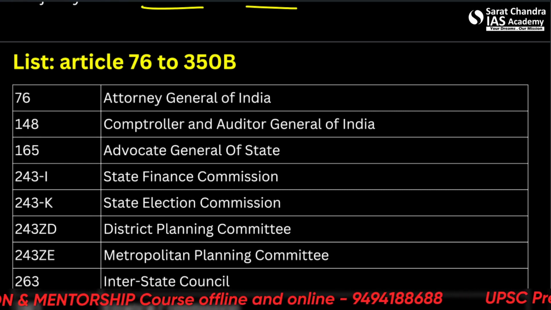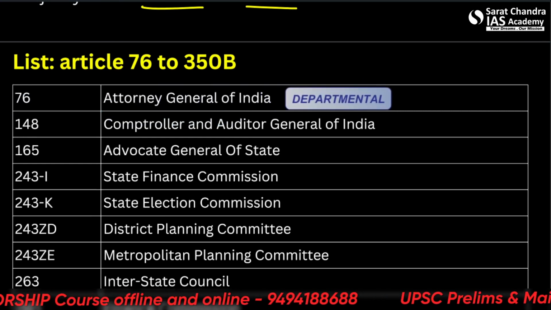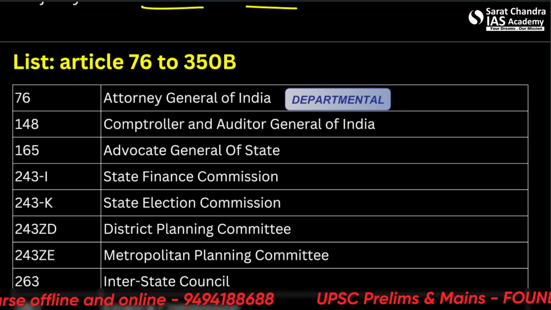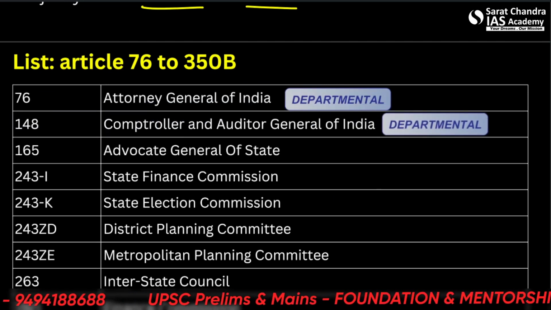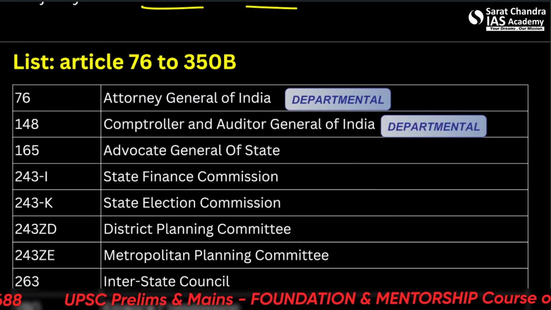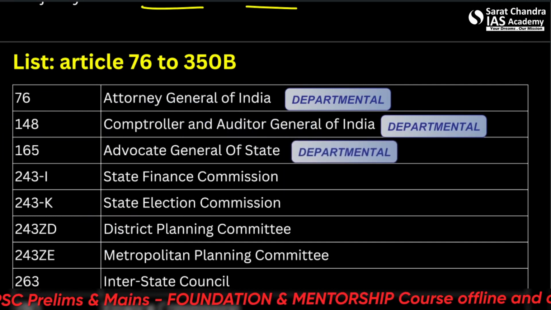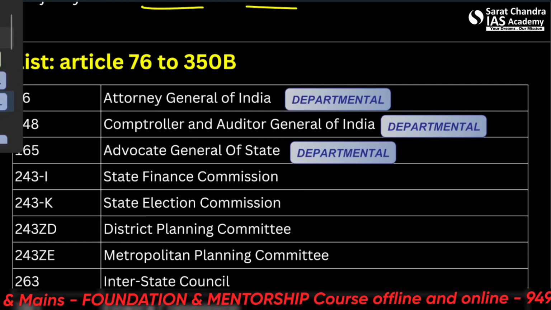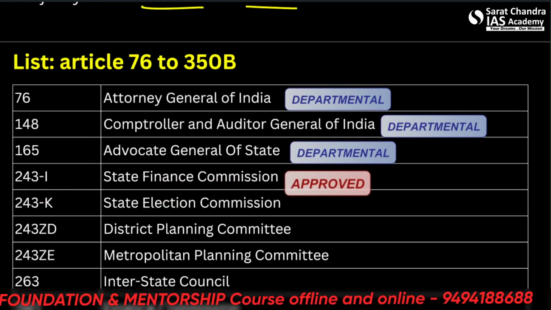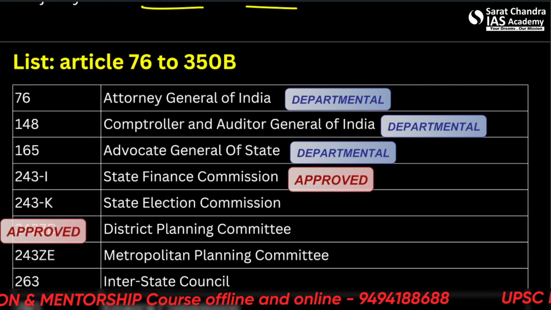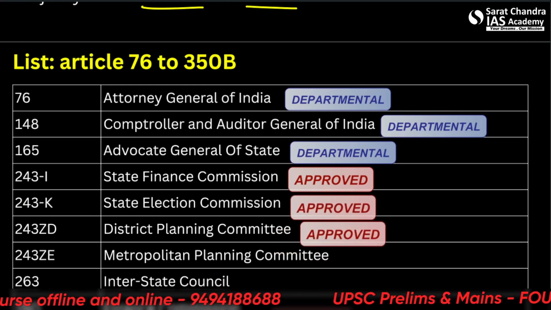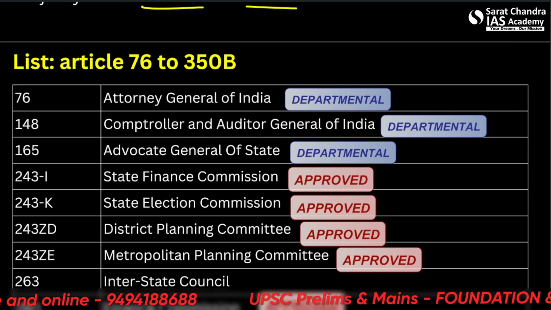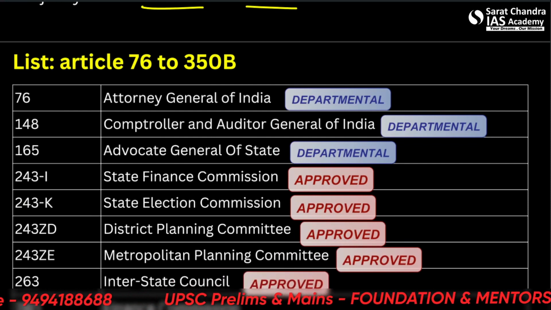Okay, so Attorney General of India, this is a constitutional body. Comptroller and Auditor General of India, this is a constitutional body. Advocate General of the State, this is a constitutional body. State Finance Commission, constitutional body again.